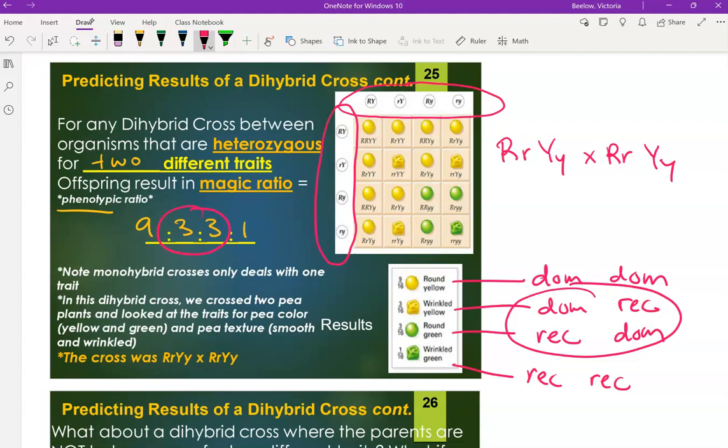So make sure that you know what the ratio is, 9:3:3:1, but also what it means. Again, it's a phenotypic ratio, so we're talking about what they look like, not about their genotypes. And then, again, what that means. 9, dominant, dominant, so dominant for both. 3 and 3, they're dominant for one trait, but recessive for the other, and they're the vice versa of each other. And then 1 is recessive for both traits.